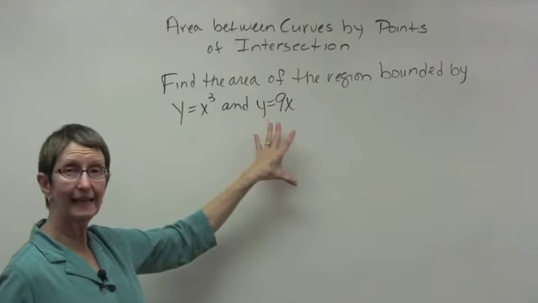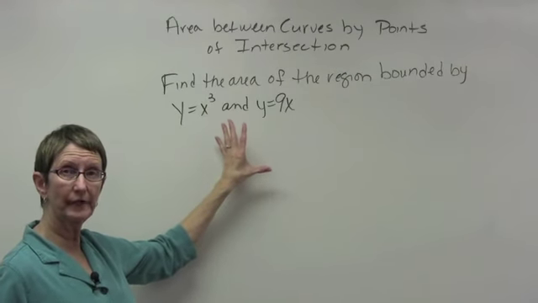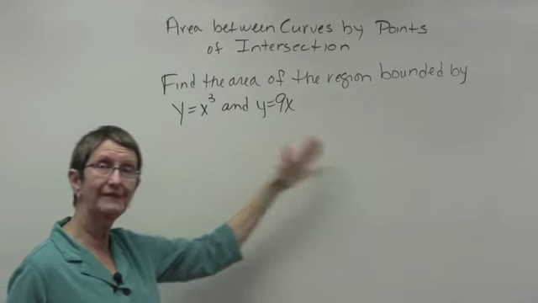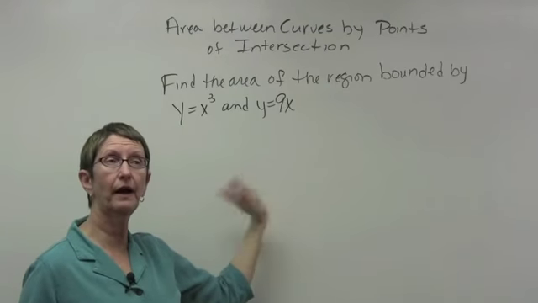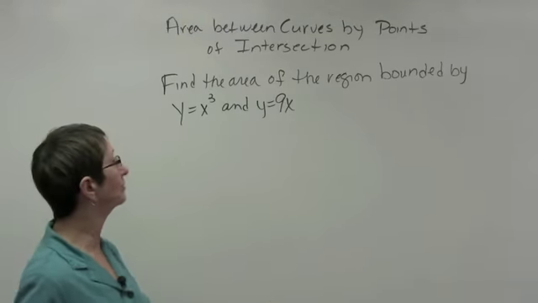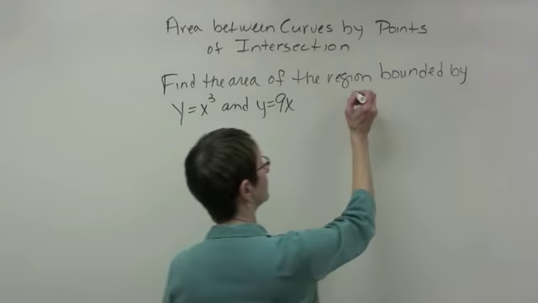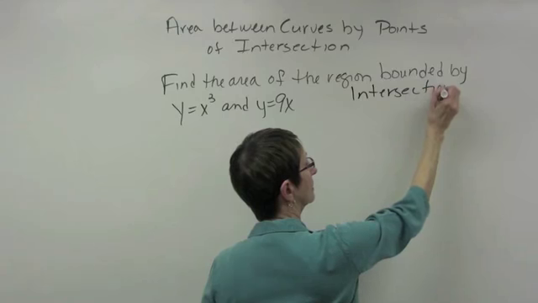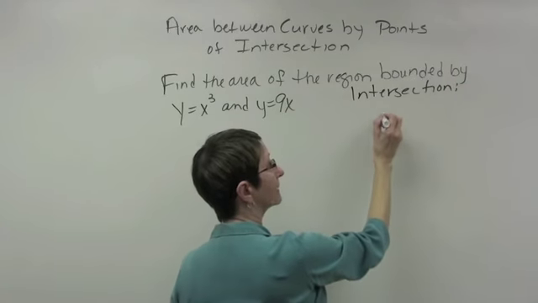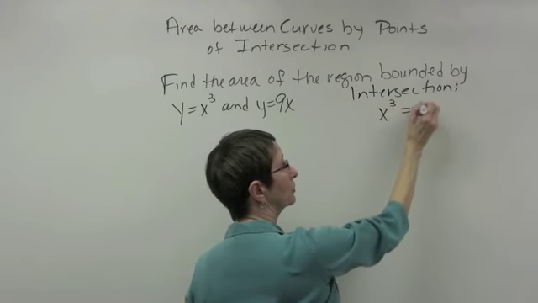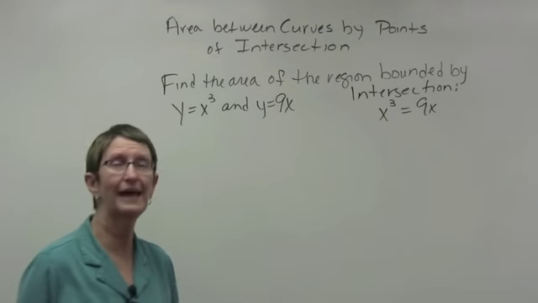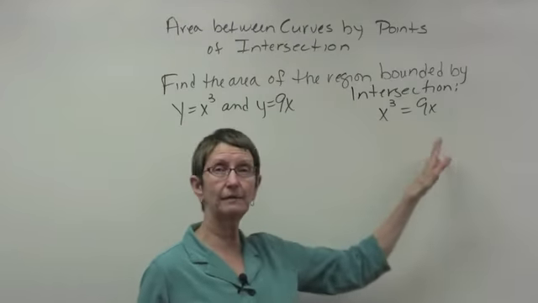For this example, again, we just have to find the region between x cubed and 9x. We don't have an interval yet to determine what our integral limits will be. So to find the intersection, we have to set the two curves equal to each other. So we have x cubed equal to 9x. Do not divide by x. You cannot solve these by dividing by a variable.